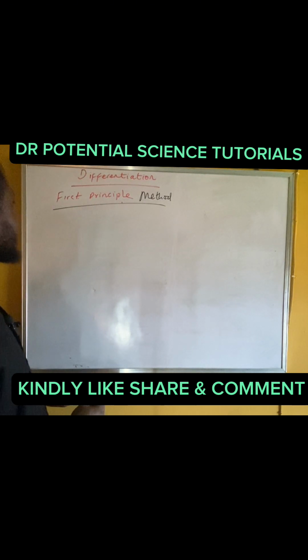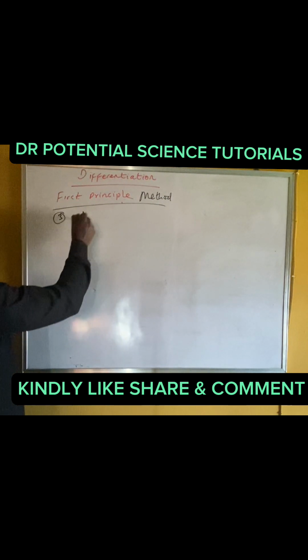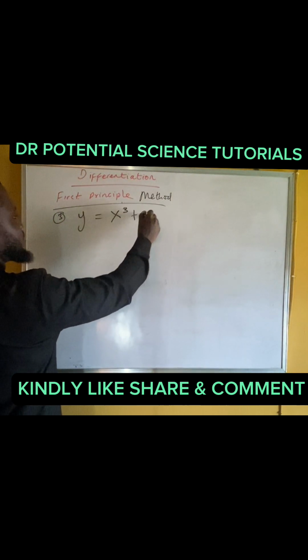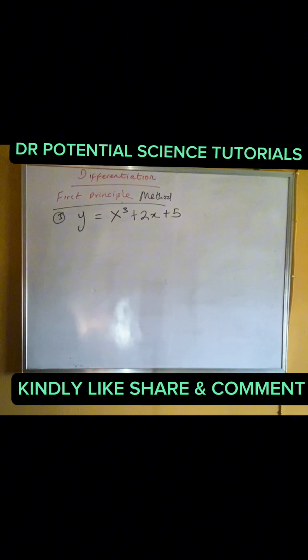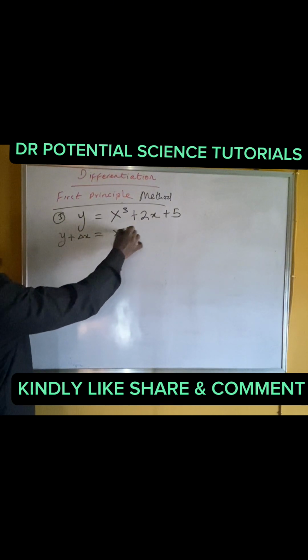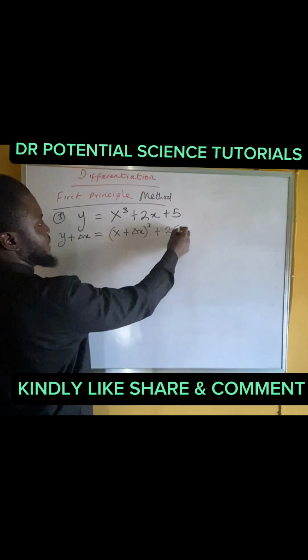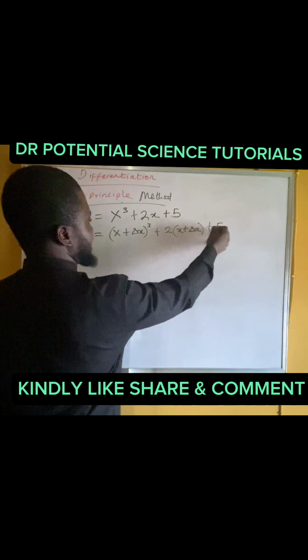Okay guys, so let's assume we are now given the next question: differentiate y equals x cubed plus 2x plus 5 from the first principle. So what do we do? As y is changing, x is also changing: (x plus delta x) cubed plus 2(x plus delta x) plus 5. 5 is a constant, okay? It must appear.